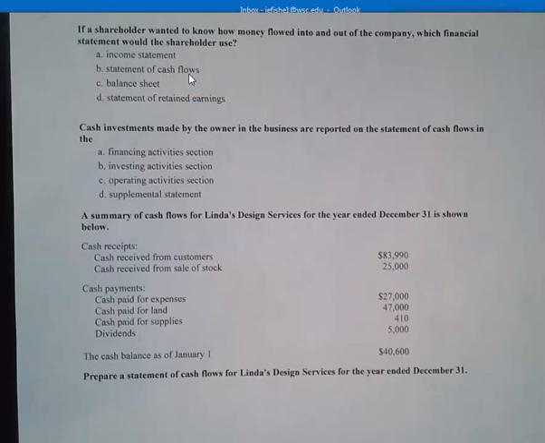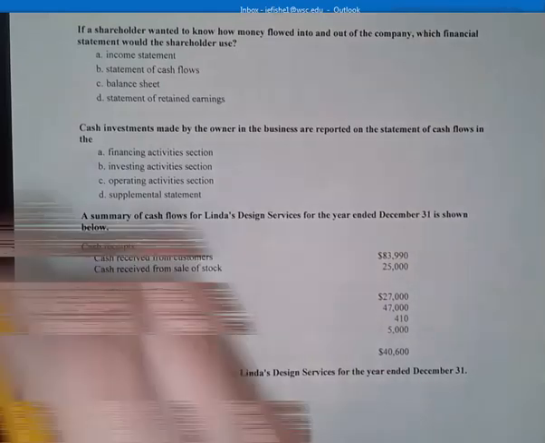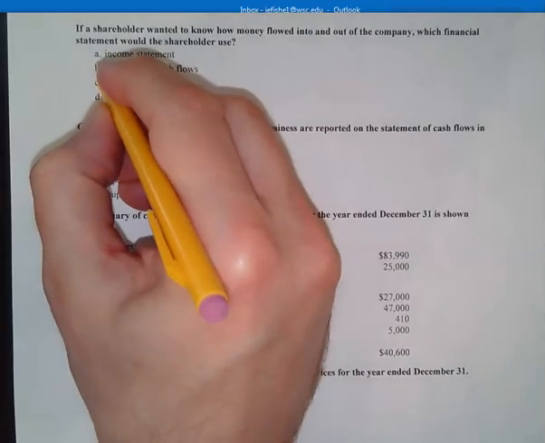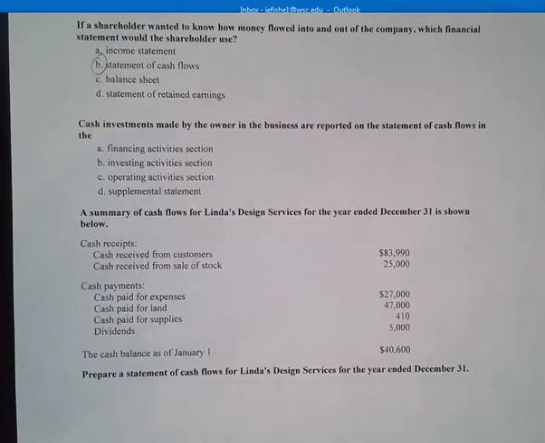So if our cash balance goes one year from, say, $50,000 to $100,000, how did that take place? We'll get into the statement of cash flows in more detail later in the course, but for now, if we associate the statement of cash flows with how money flows into and out of a company, I think that's good enough for now.